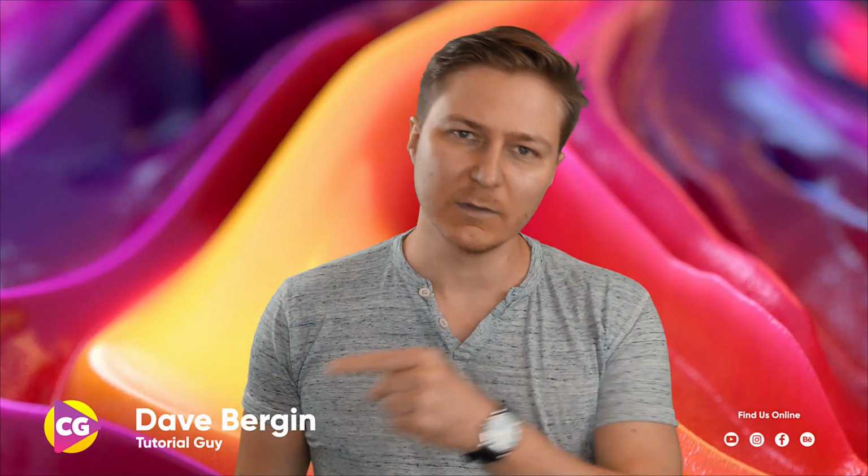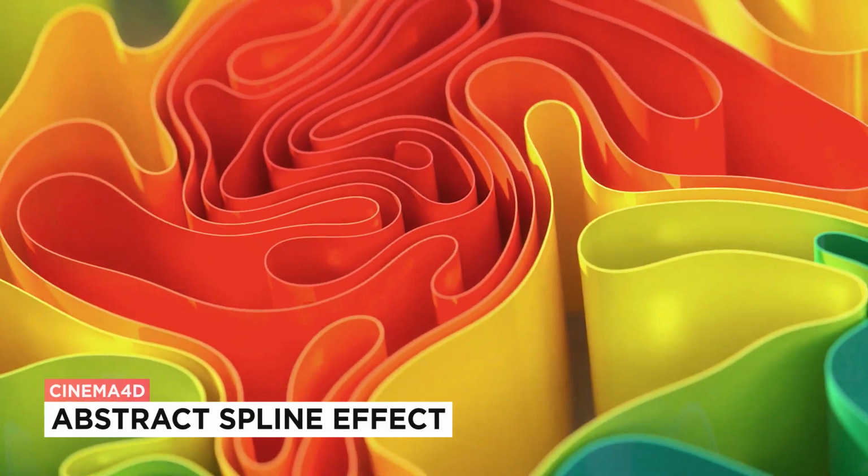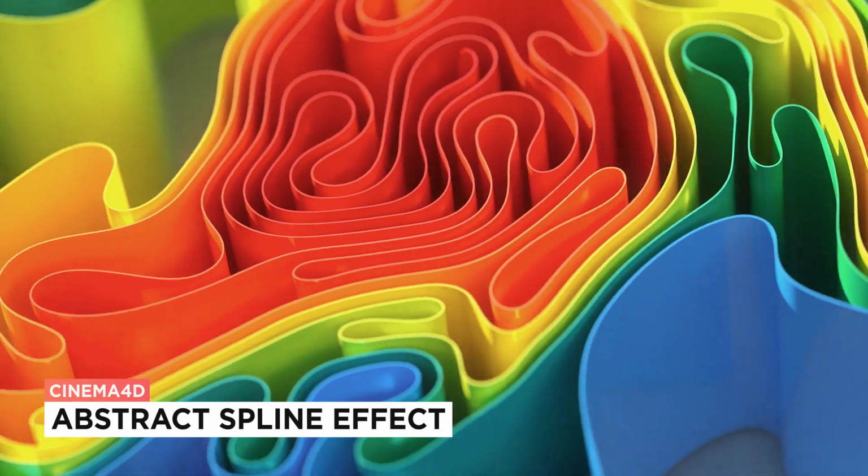Today, we're going to do this. We're creating an abstract spline effect in Cinema 4D.